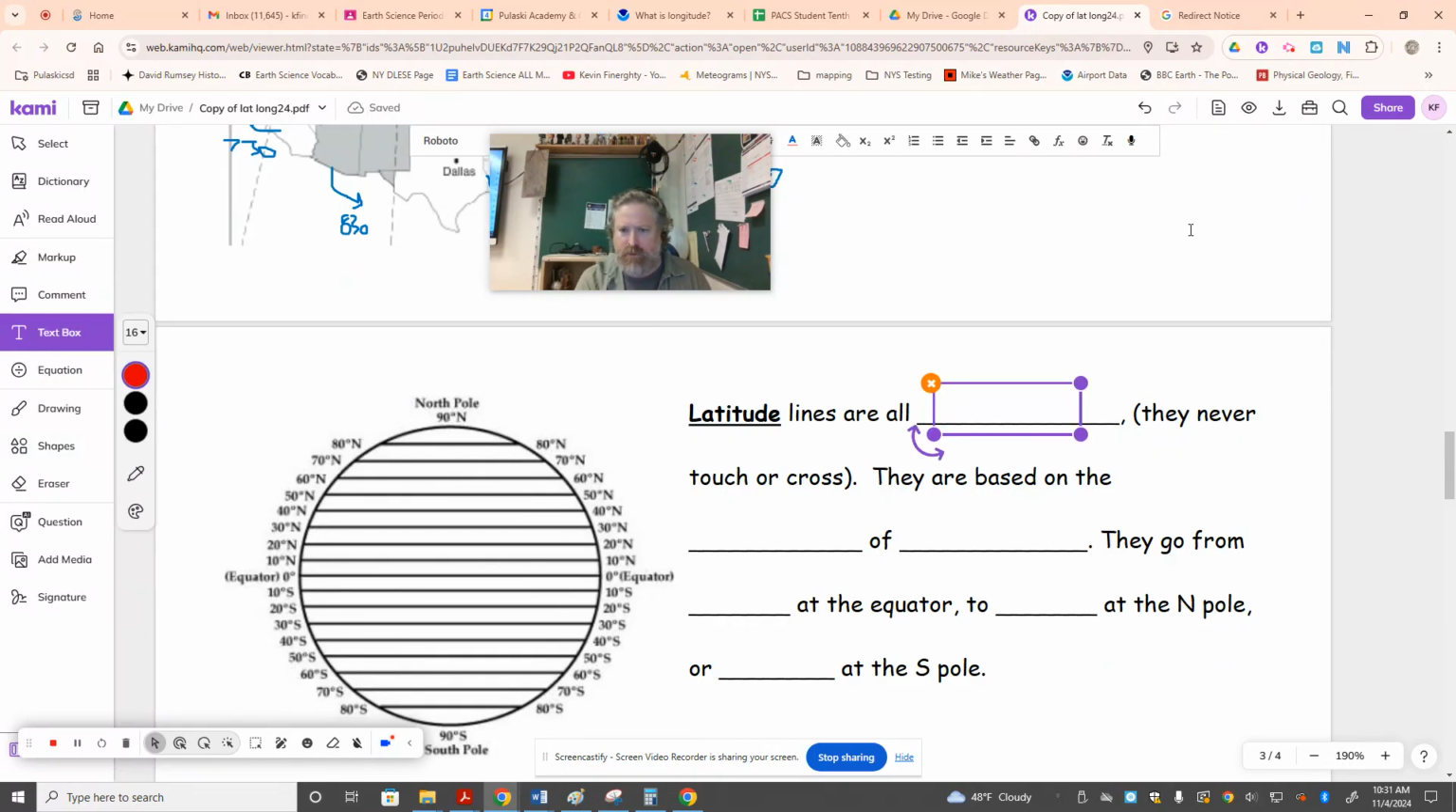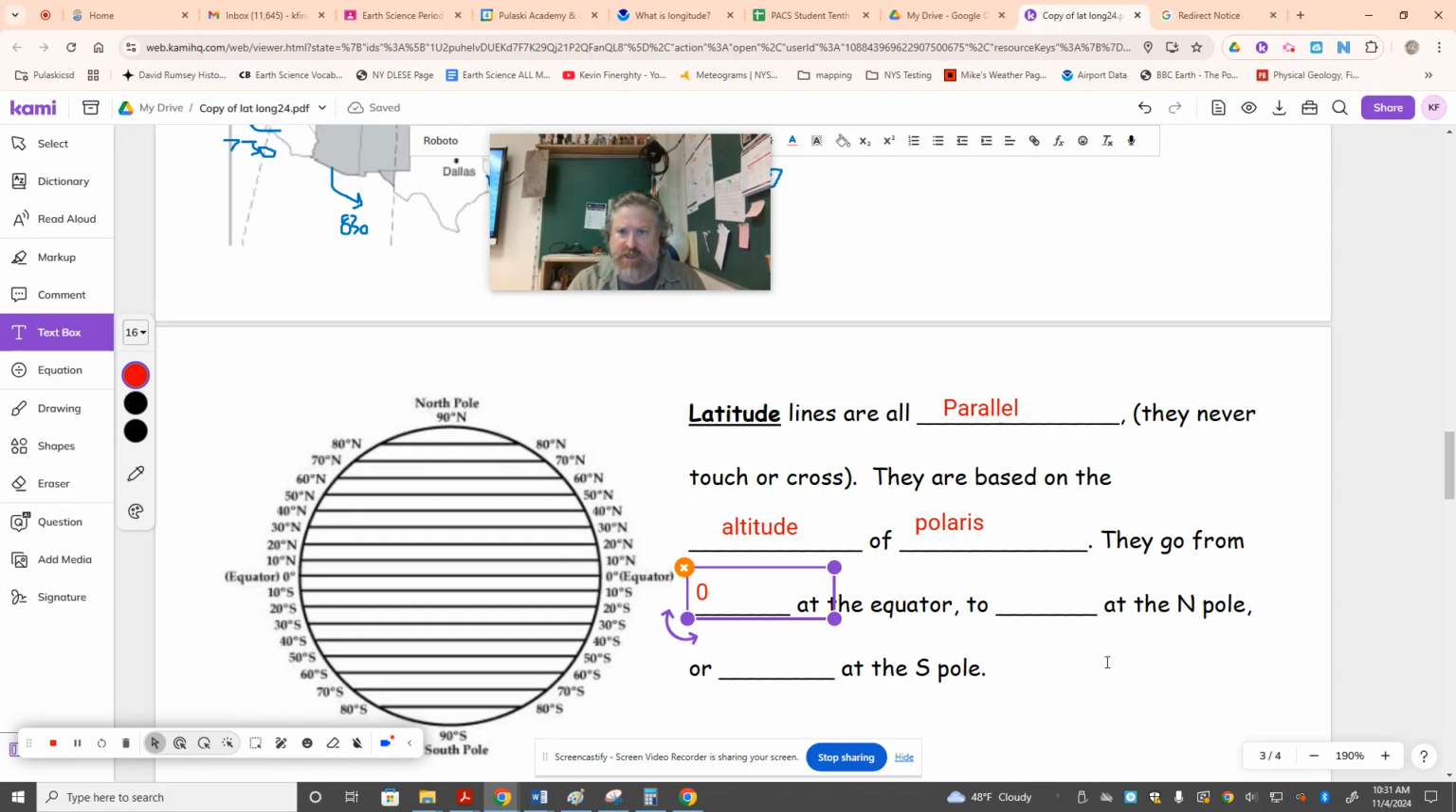Latitudes. The lines are all parallel. They never touch across. That's just how they work. They can be called parallels. They're based on, get it down, the altitude, however high you got to look up to see Polaris. And these fancy tools or the simple protractor tools can do that job for you. We'll see how the week goes. If it's smoothly, maybe we'll make them late in the week.